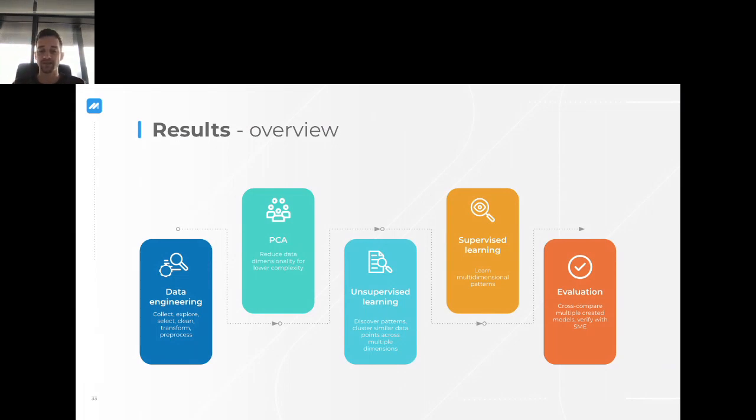In unsupervised learning, we discovered new patterns and clustered the similar data points together across multiple dimensions because we had 9 dimensions that are produced by PCA, as you saw earlier. Then we did supervised learning to learn those multidimensional patterns. And at the end, we cross-compared the multiple created models and verified the results with a subject matter expert.